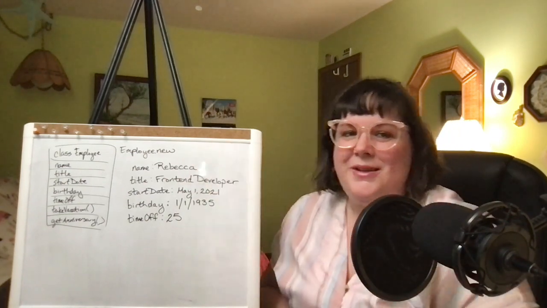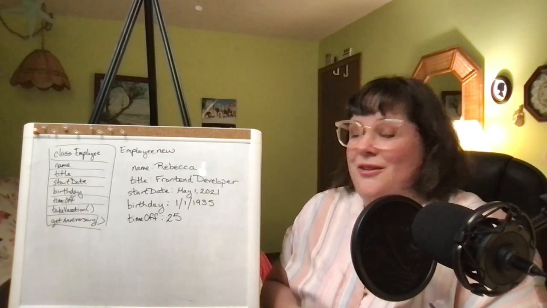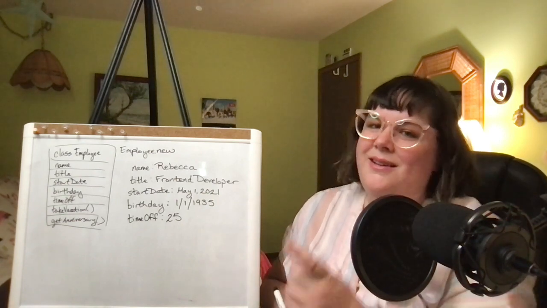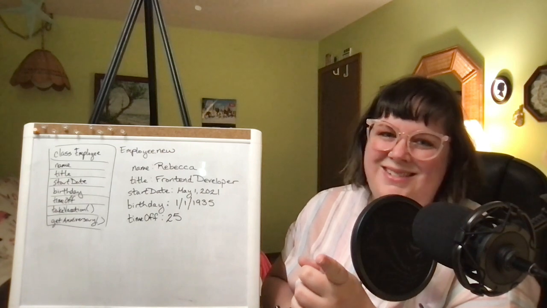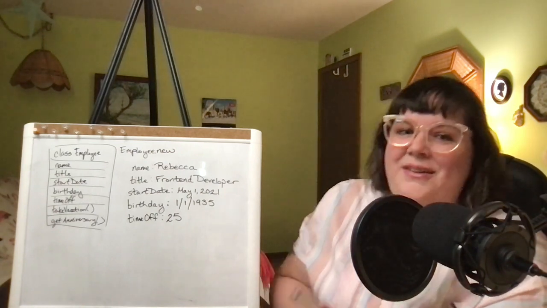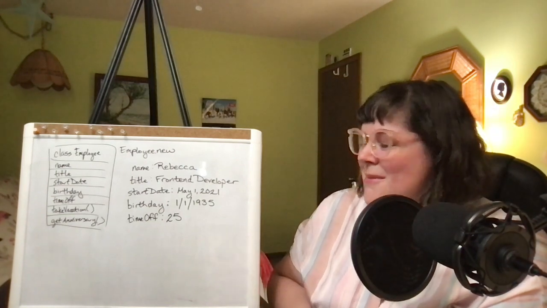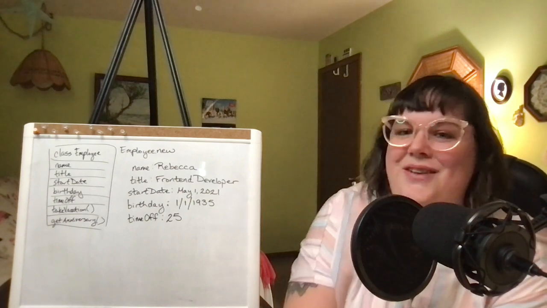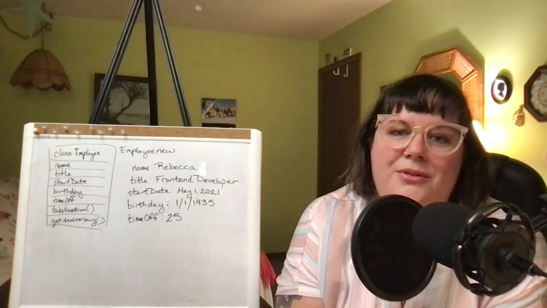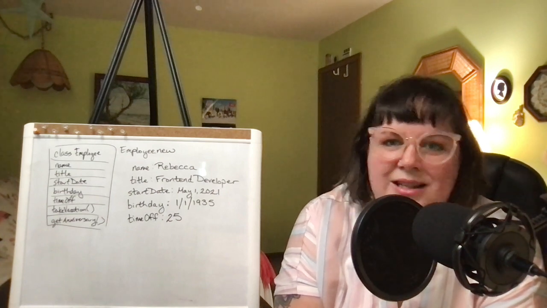We'll create our new employee. And we're going to instantiate it with a name, Rebecca. Title, front-end developer. Start date, May 1st, 2021. Or sooner, whatever. Birthday, 1/1/1935. And dang, does she look good for her age. And our time off, we're going to start with 25 days. Now we've created our class, our object, our instance of this class.